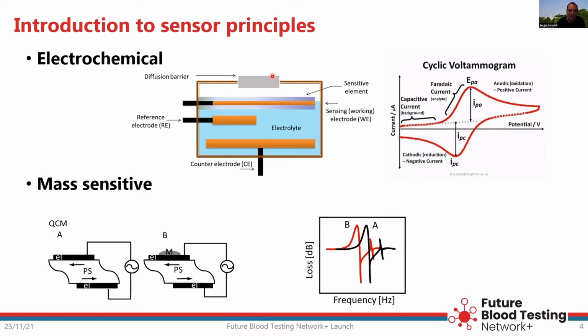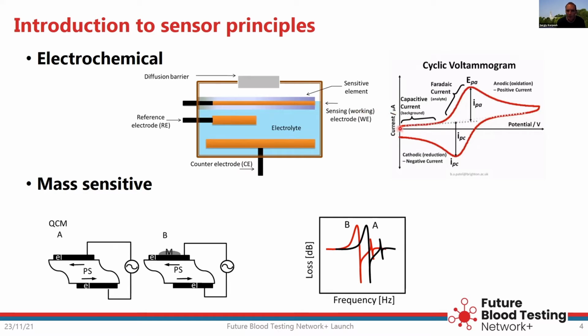Selectivity typically is achieved by using a diffusion barrier or ion selective membrane. So certain ions will diffuse inside the electrolyte, and you will measure the current or voltage change depending on the concentration of different ions in this electrolyte.